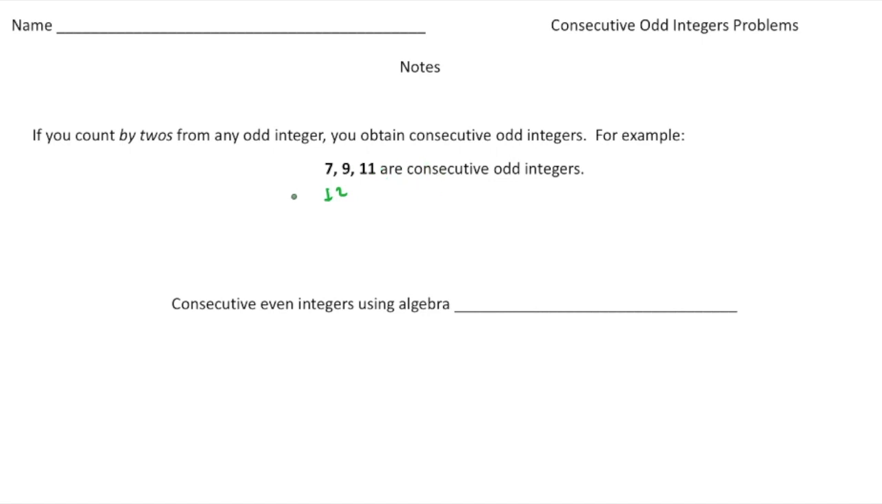So the same thing applies for negative integers. Let's say I have negative 27. Well, if I add 2 to the negative 27, I'll get negative 25. If I add 2 again, I'll get negative 23. If I add 2 again, I'll get negative 21. And this goes on forever.